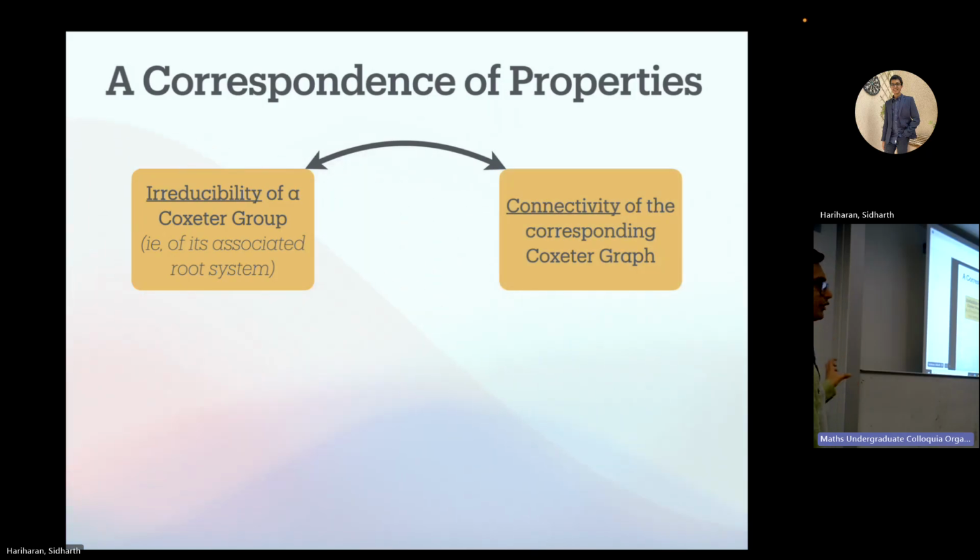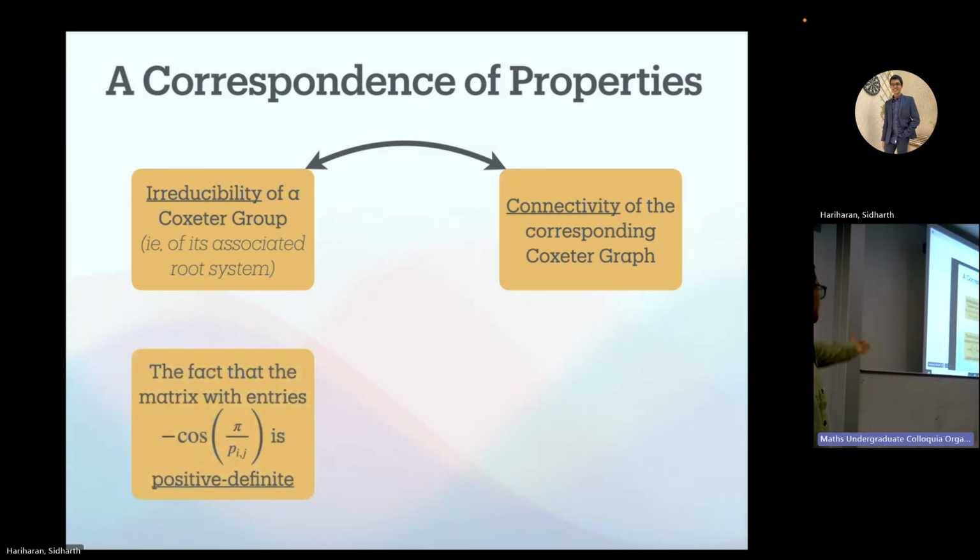So a Coxeter group is irreducible if and only if the Coxeter graph is connected. And if it's reducible, if it can be made up of multiple root systems that are joined together orthogonally, then because orthogonality results in no edges, the Coxeter graph is going to be disconnected.